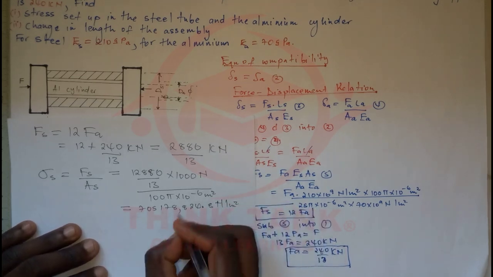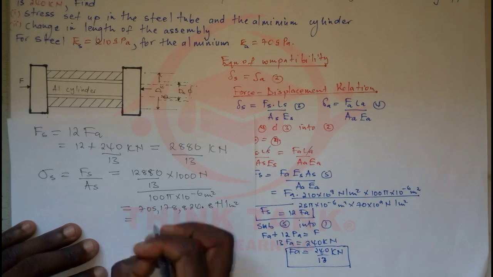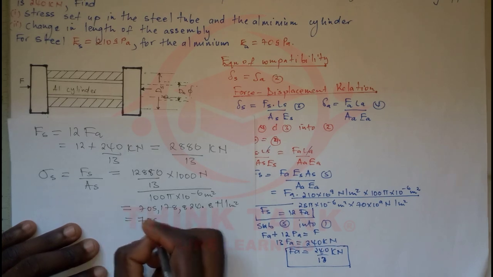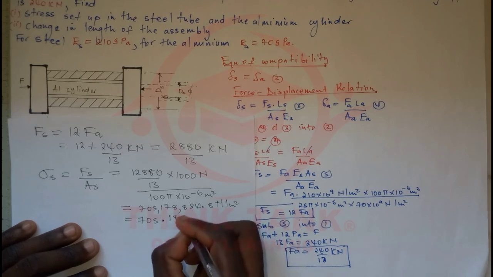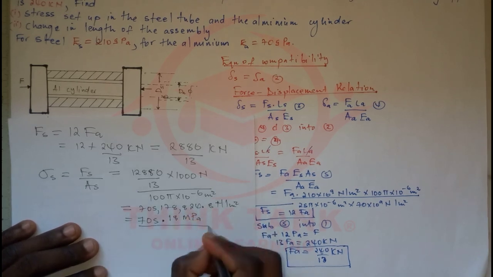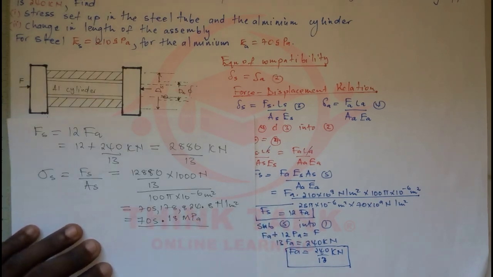Okay, so we have these three numbers here and these three numbers here, so I think I can write this one as 205.18 megapascal. That is going to be the stress in the steel.